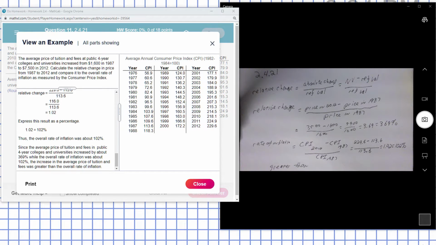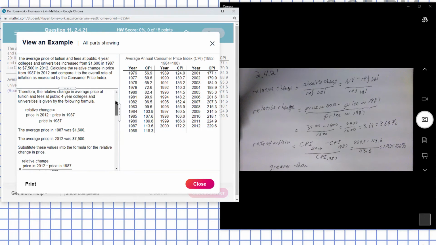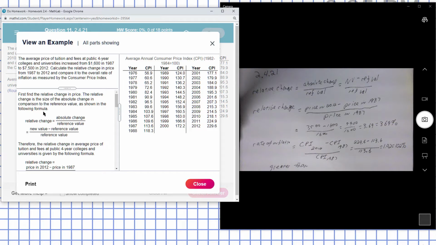The average price of tuition and fees at a public four-year college university increased from $1,600 in 1987 to $7,500 in 2012. Calculate the relative change in price from 1987 to 2012 and compare it to the overall rate of inflation as measured by the Consumer Price Index. Find the relative price and change in price.